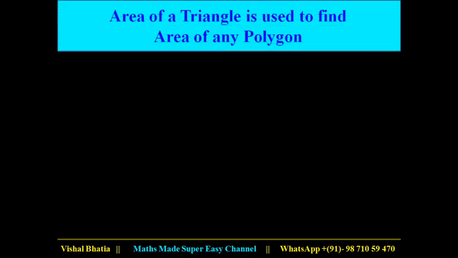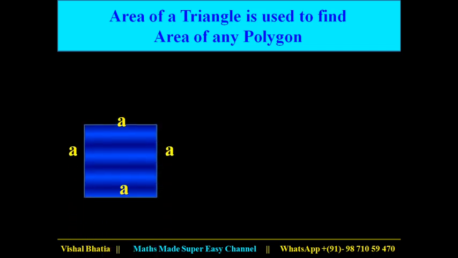The area of a triangle is used to find the area of any polygon. Whether it's a pentagon, a hexagon, a septagon, we can divide it into several triangles. And we all know that the area of a triangle is given by half base into height. The same concept that the area of a triangle is half times base into height can actually be used to find that the area of a circle is pi times r square. Now let's see how this happens.